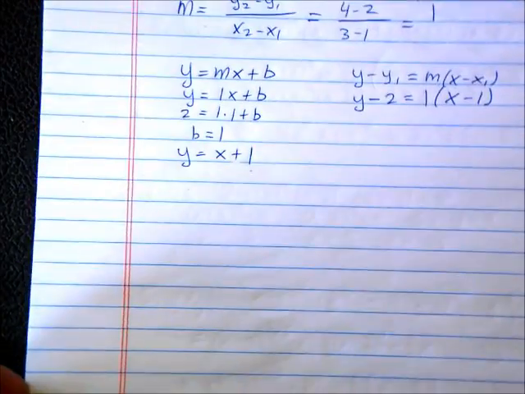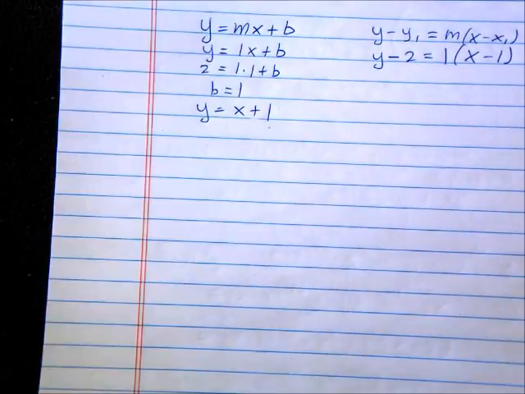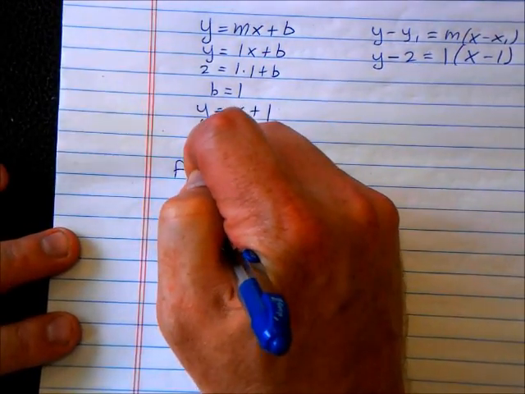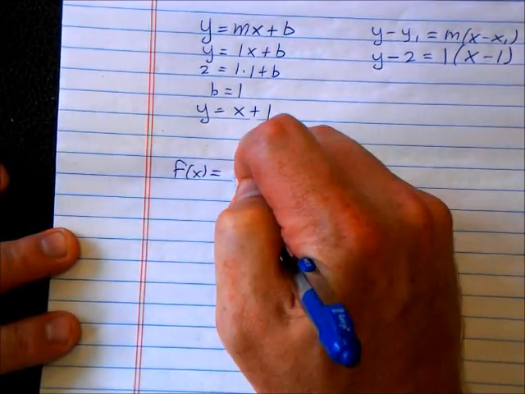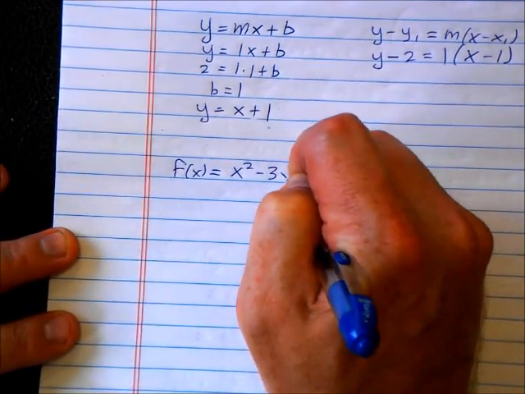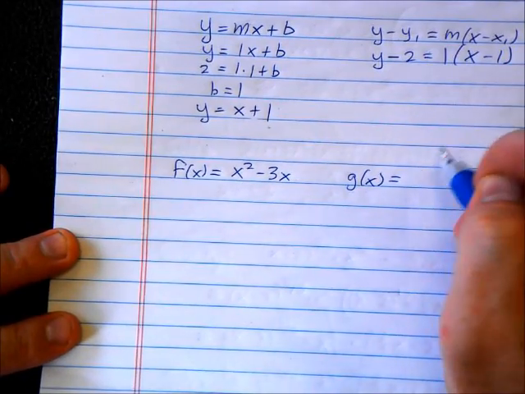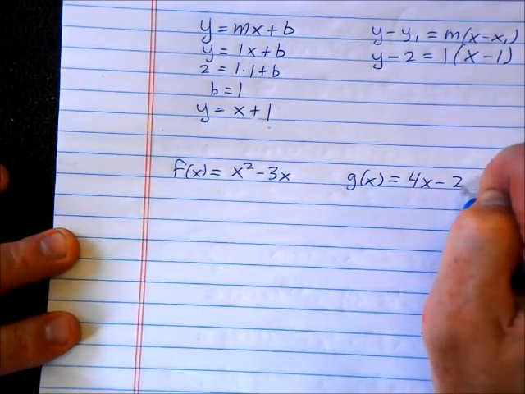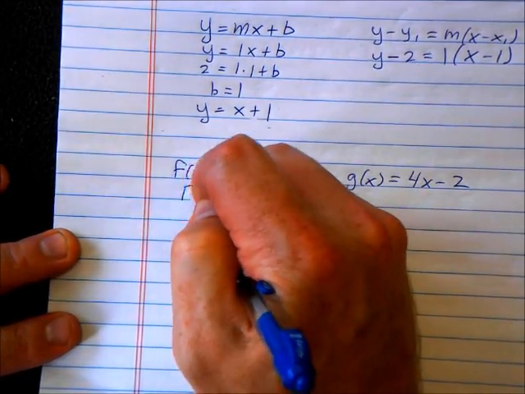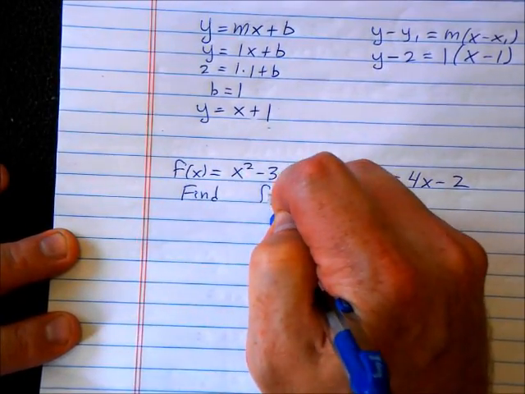All right. How about this problem? f of x is x squared minus 3x. g of x is 4x minus 2. Find this thing.